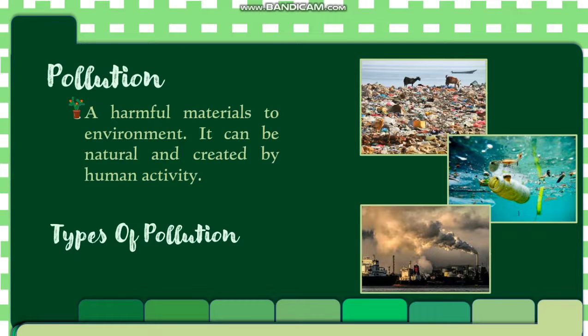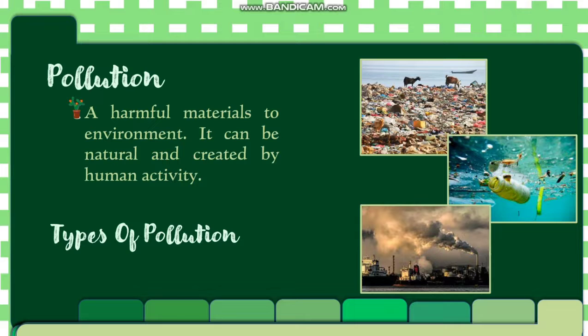Pollution: harmful materials to the environment. These harmful materials are what we call pollutants. It can be natural, for instance the volcanic ash. If the volcano erupts, it affects the water, air, and the soil. The other one is it can be created by human activity, such as trash or improper waste disposal or runoff produced by the factories.